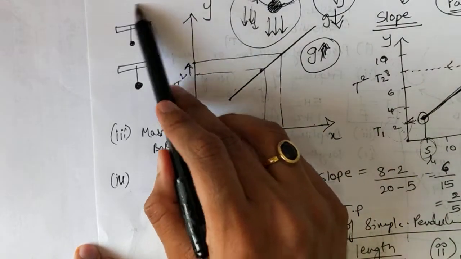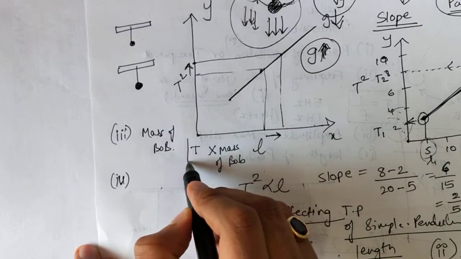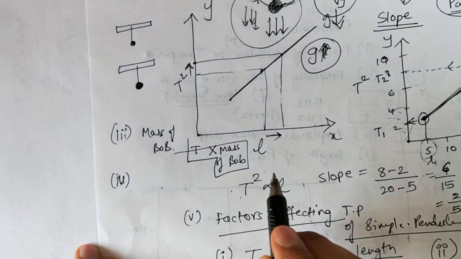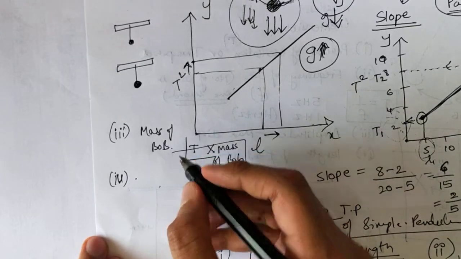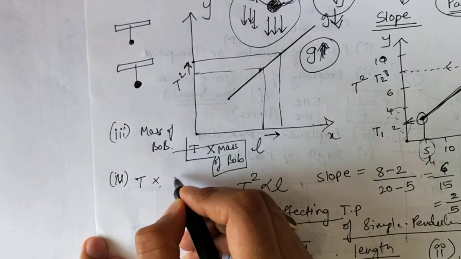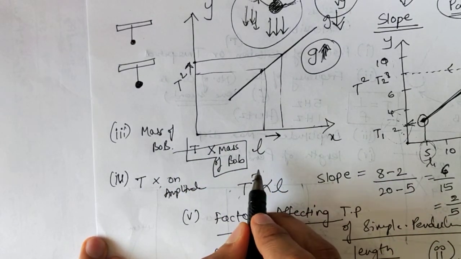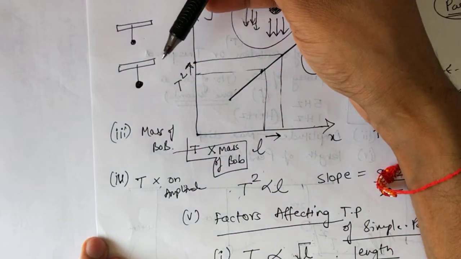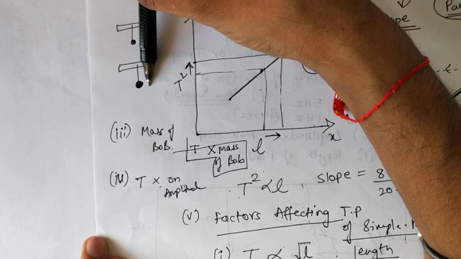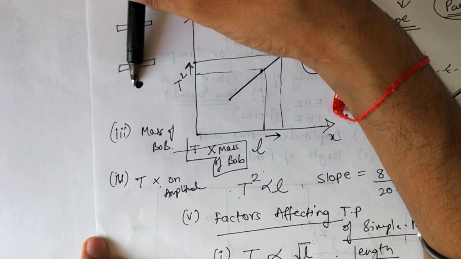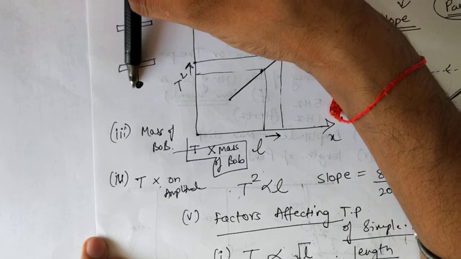We don't have to understand the experiment here because it is not there in your textbook, but you have to just remember that time period does not depend upon the mass of the bob. And the fourth one is the time period does not depend on amplitude. Amplitude means what? How much distance it will go on the left side and on the right side. On that distance they are saying that the time period will not depend.